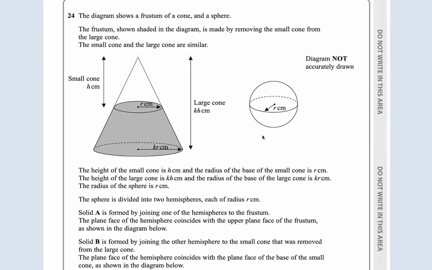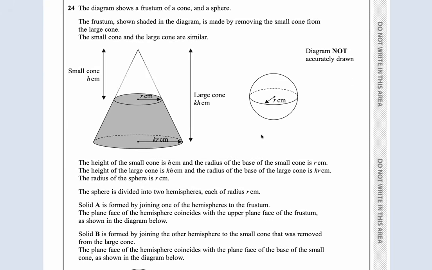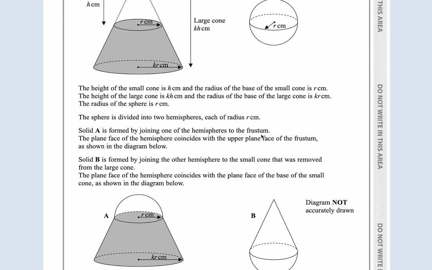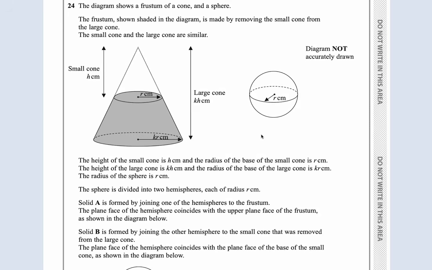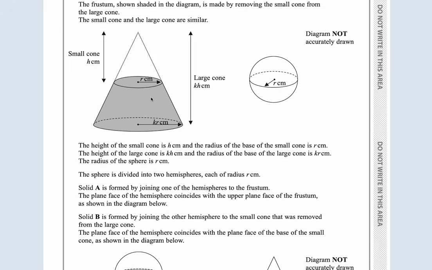Question 24. Okay, this looks long and difficult, guys, right? Oh dear. So the diagram shows a frustum of a cone and a sphere. This frustum shown in the shaded diagram is made by removing the small cone from the large cone. The small cone and the large cone are similar. Fine. Okay, this is just telling me everything I can see there.